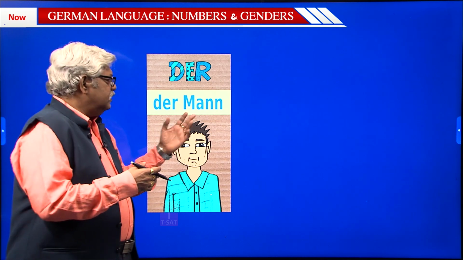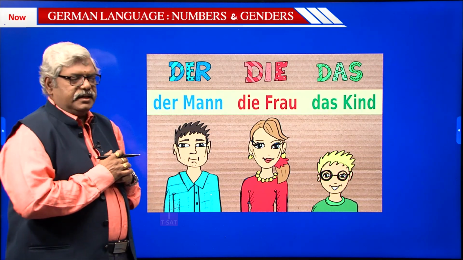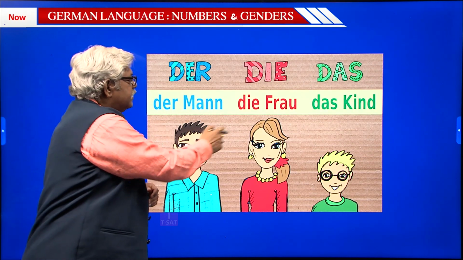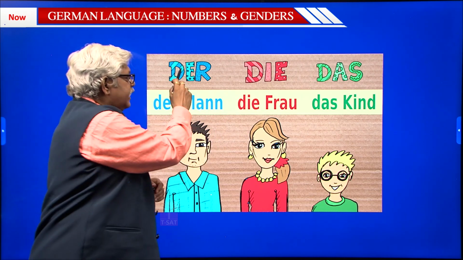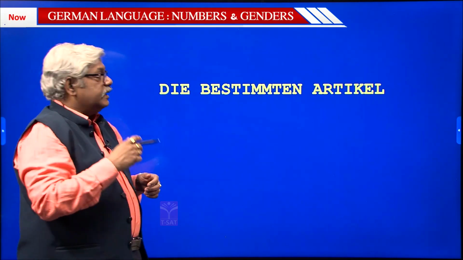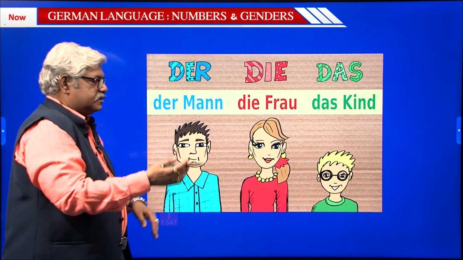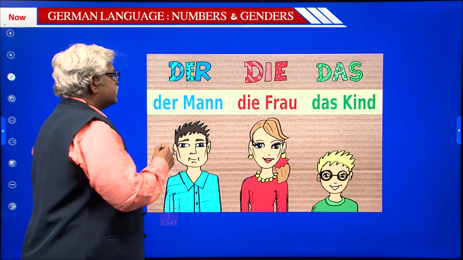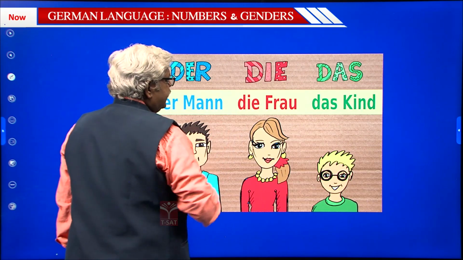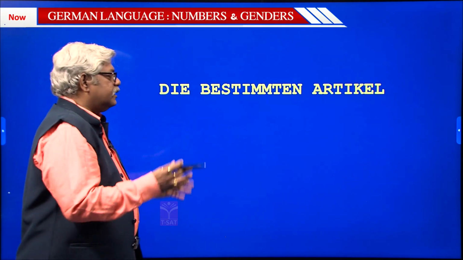Generally when I say genders, what does come to your mind? Man, then a woman and a child. That's what you generally think. Yes, even for these words also you have genders. Der is masculine, die is feminine and das is neutral. So now let us see how they look like in the definite articles. Man is der, Frau is die and child is das.